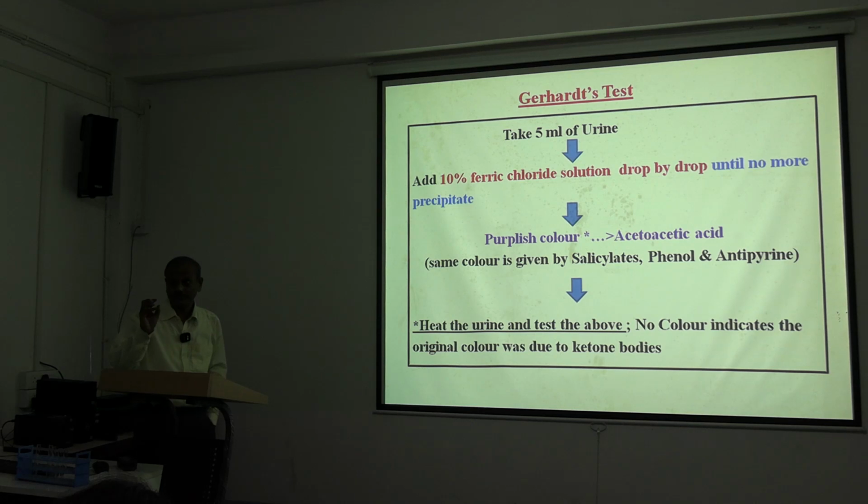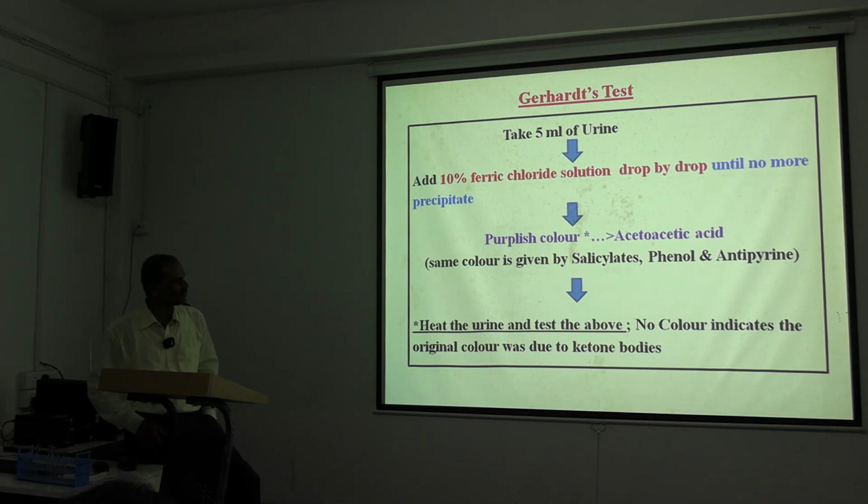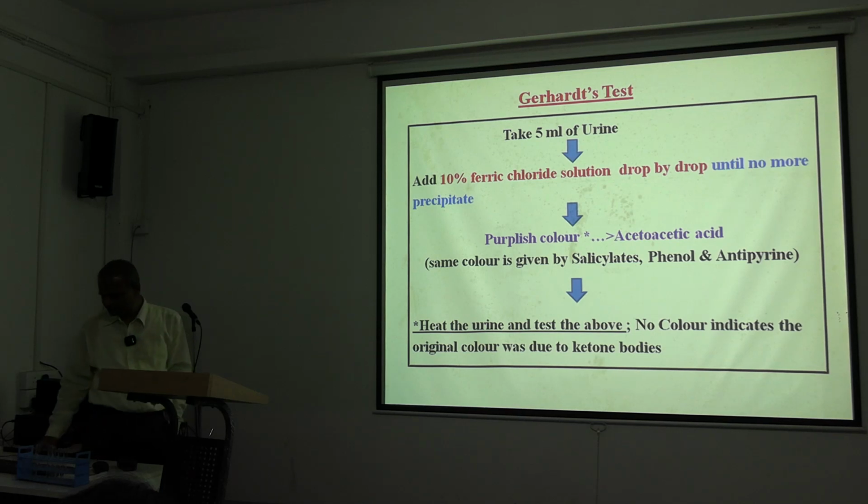Sometimes there can be false positives, as with glucose. With salicylates, phenol, antipyrine, these are drugs. If somebody takes them, then they can also give a positive result. Now, how to rule it out? Heat the urine in the test tube. No color indicates that the original color was due to ketone bodies. So this is Gerhardt's test. This is the formal end of this actual class.